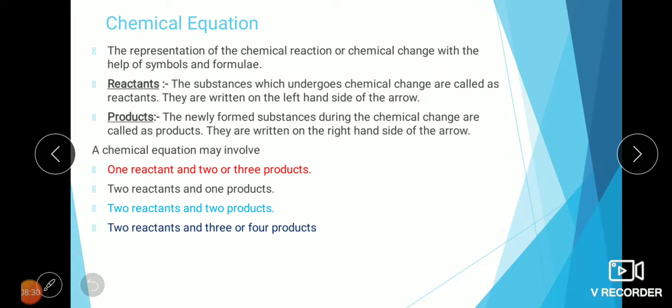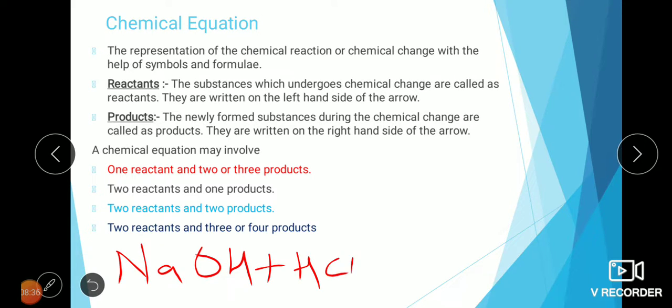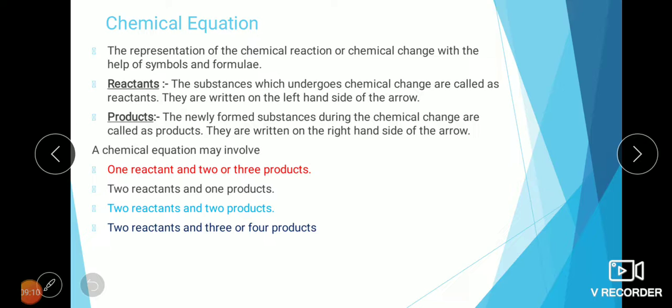The example which we took right now, NaOH plus HCl gives NaCl plus H2O, has 2 reactants and 2 products. If you look at the screen, a chemical reaction may involve, as the third point, 2 reactants and 2 products. This is the best example of that. Here our focus would be more on understanding how to write a chemical equation, and then how to balance a chemical reaction.